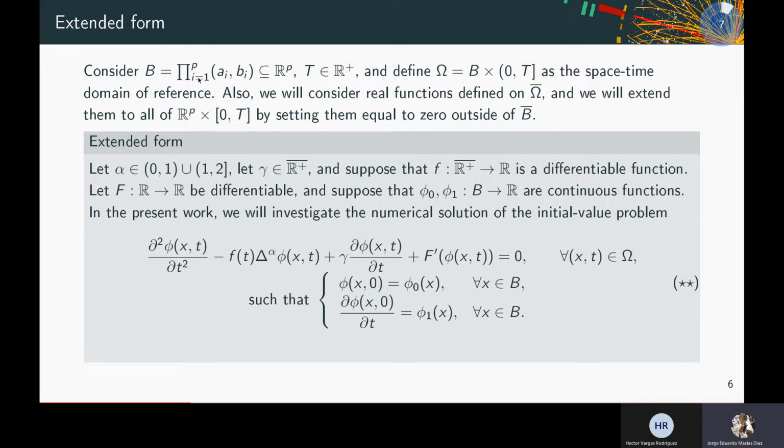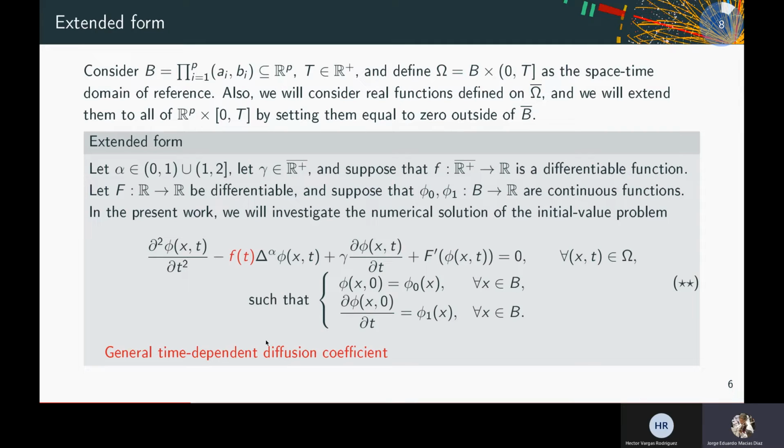Okay, so we are going to consider a box in the p-dimensional space. Omega is going to be our space-time domain, and this is going to be the extension of the Higgs boson equation in the de Sitter space-time that we're going to consider in this case. Notice that the only difference lies, first of all, in the generalization of this coefficient, in that we are using fractional derivatives, fractional Laplacian, and we are going to consider the derivative of a general potential function, f. We are going to consider initial and boundary conditions.